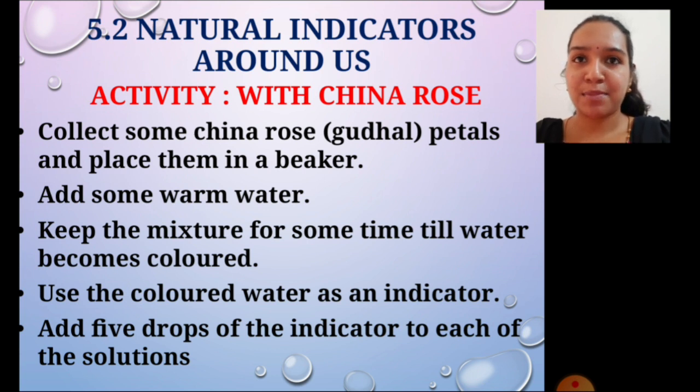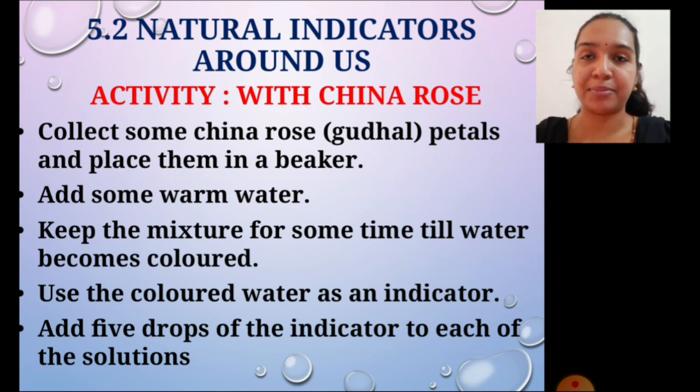Now, keep this mixture of petals and warm water aside for a few minutes till the warm water becomes colored. Next, we will filter this colored water from the petals and we will use it as the China rose indicator. For better results, we will usually add 5 drops of this indicator in the solutions while testing.